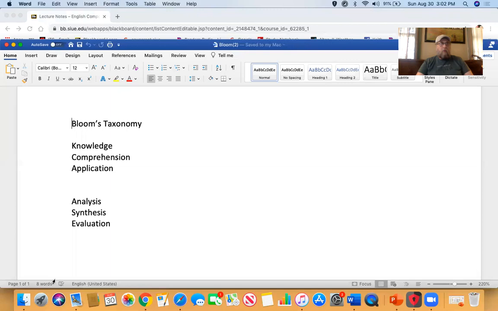You don't necessarily understand it. You can't really do anything with it. It's just there is a bit. The second level is comprehension. You got it in your head and you understand what it is. All right. The third one is application. You know it, you understand it, and you can apply it to different situations.